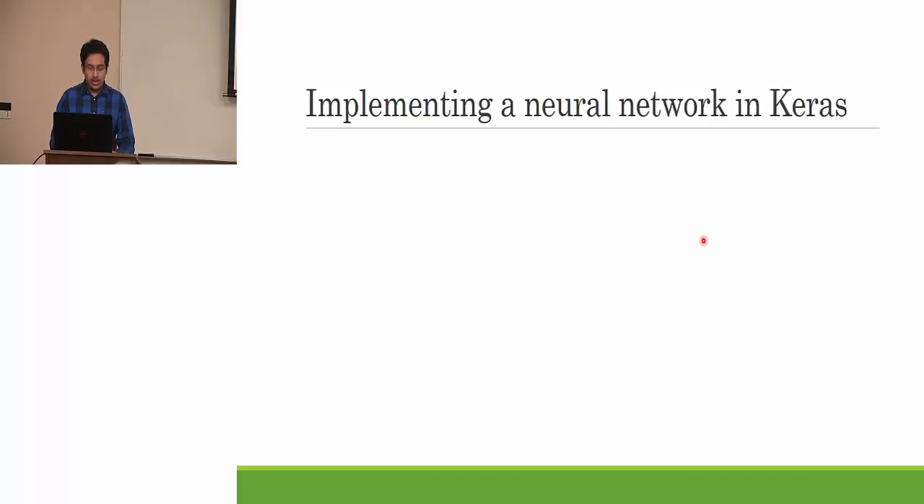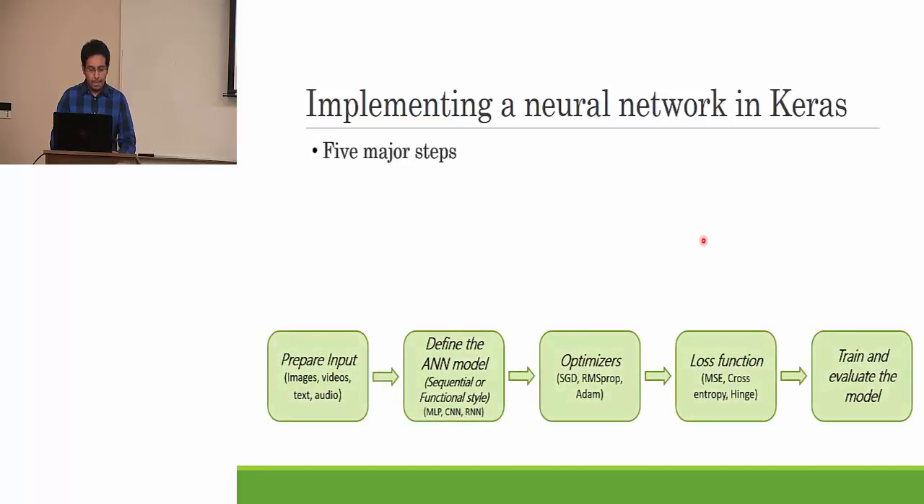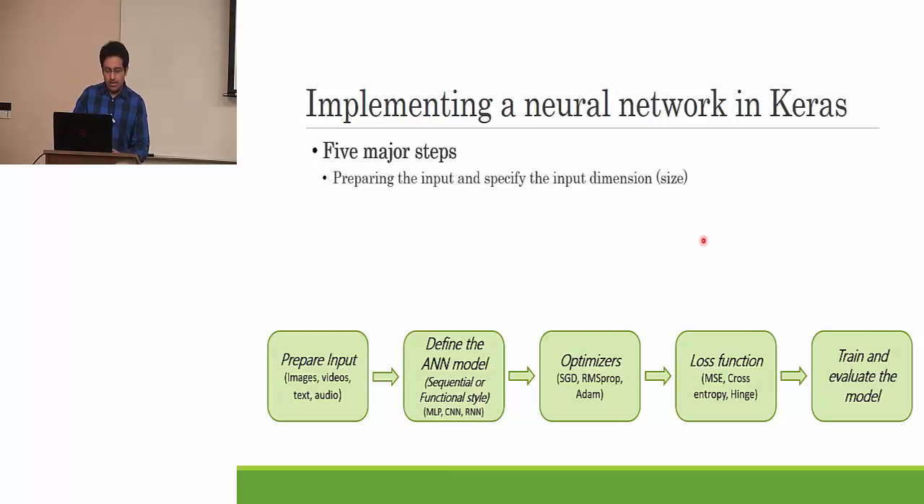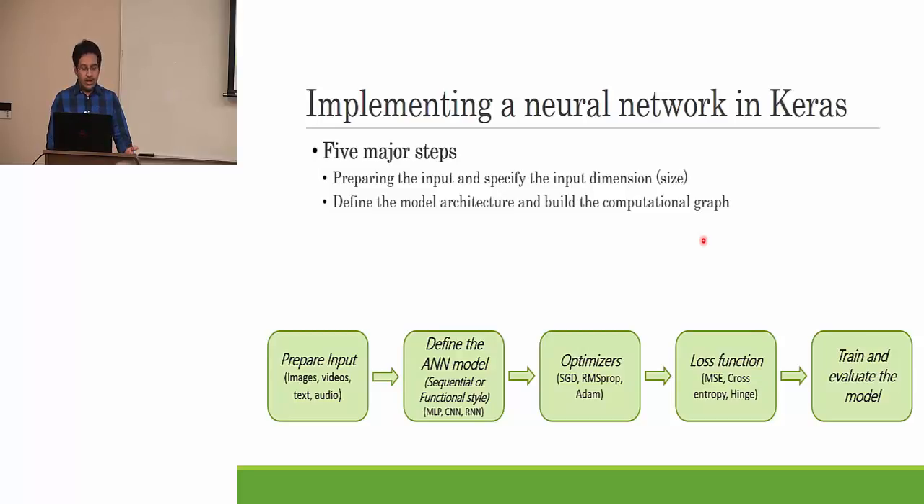So we'll look at the major steps that we need to implement in Keras to run any neural network. There are 5 major steps. One is preparation of the input. You specify the input dimensions, you do pre-processing, ZCA whitening, and there are so many other pre-processing steps. You do all that, prepare your labels, and then you define the model architecture and build the computational graph.